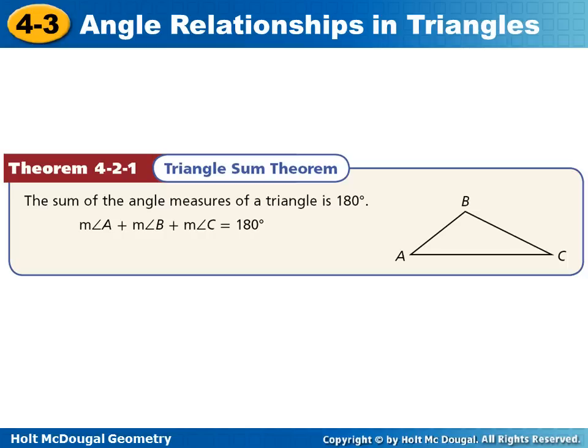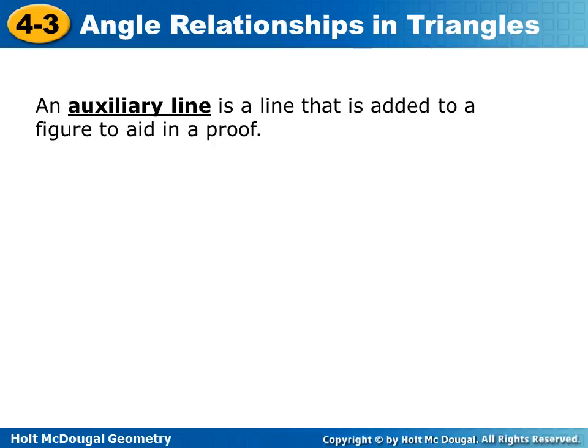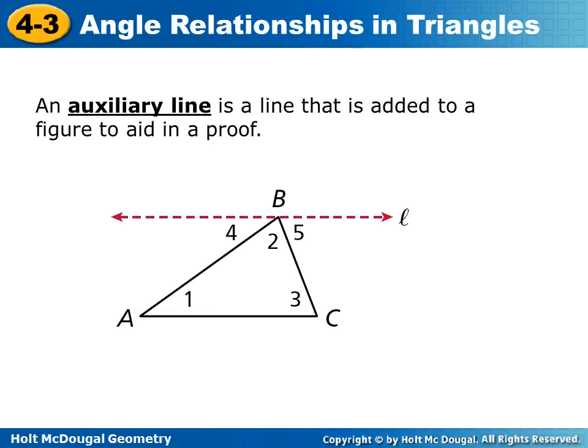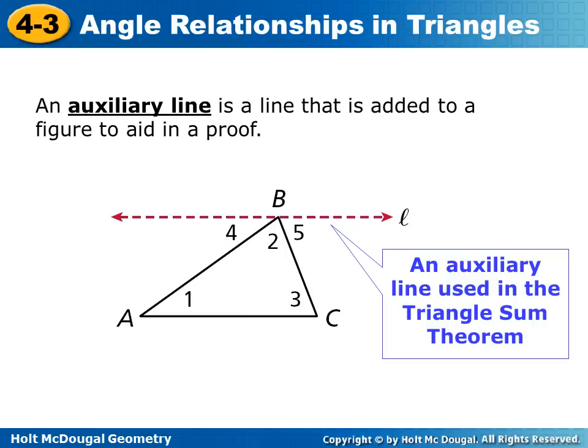Measure of angle A plus measure of angle B plus measure of angle C is equal to 180 degrees. An auxiliary line is a line that's added to a figure to aid in a proof. Here we have triangle ABC with auxiliary line L drawn into the picture. We'll be using an auxiliary line to prove the triangle sum theorem.